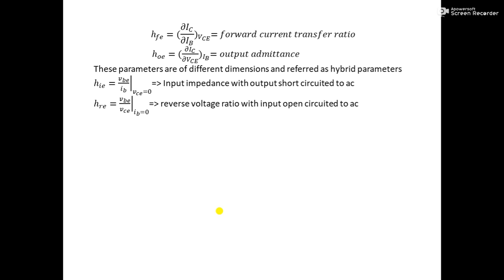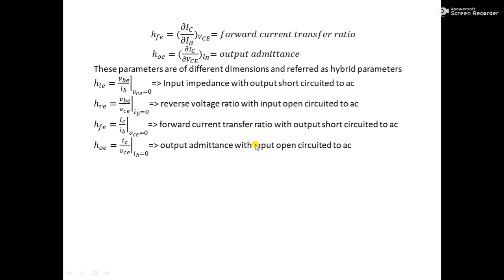So small changes in current and voltages caused by AC quantities are expressed as follows. HIE is equal to VBE by IB at VCE equal to 0, that means the input impedance with output short circuited to AC. HRE gives VBE by VCE at IB equal to 0, that is the reverse voltage ratio with input open circuited. HFE is the forward current transfer ratio with output short circuited to AC, and HOE is the output admittance with input open circuited to AC.